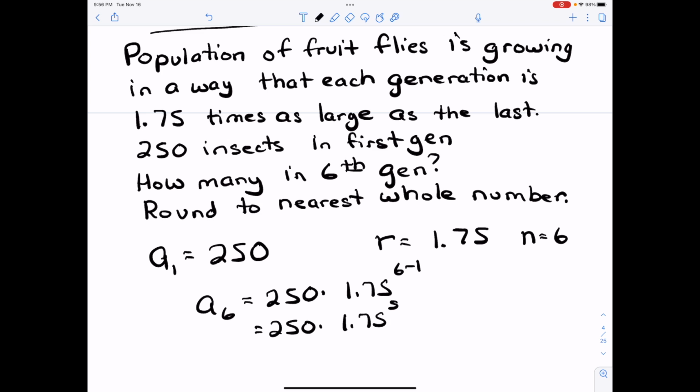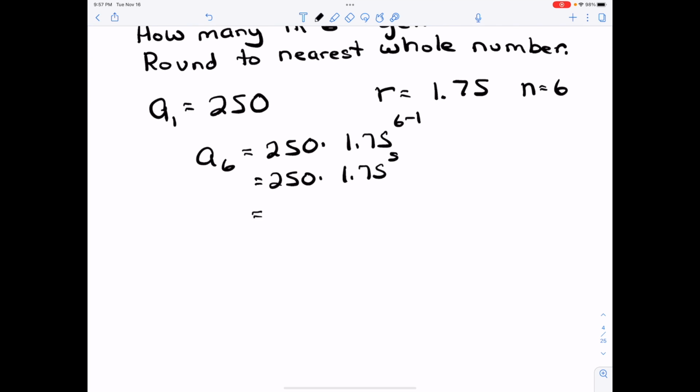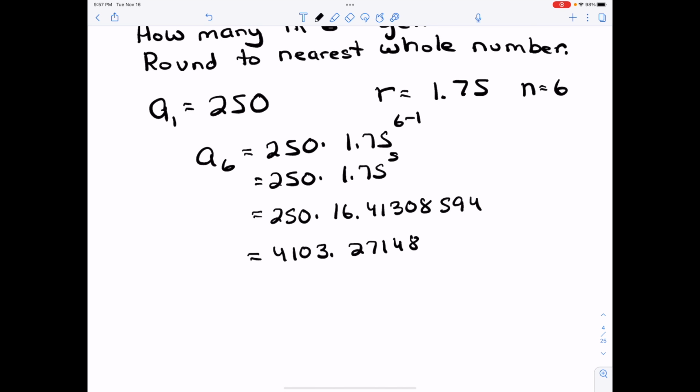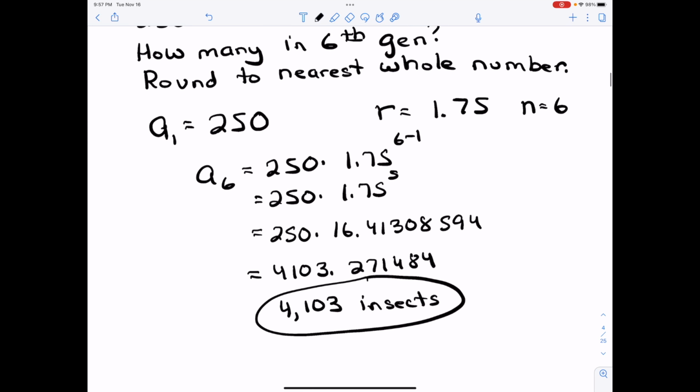All right, so I'm going to put that in my calculator. 1.75 to the 5th power is this crazy decimal, like 16.413, and so on. I'll go ahead and write it down in case you're wondering. That's where my calculator stops. And I don't round, I just go ahead and hit times 250. And I get 4103.271484. They asked me to round to the nearest whole number. So this will round to 4,103 insects, fruit flies, in that sixth generation. So there you have it.